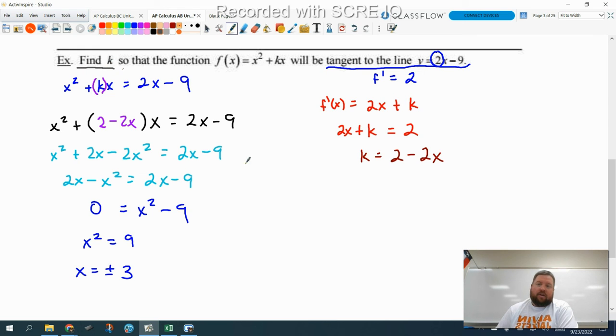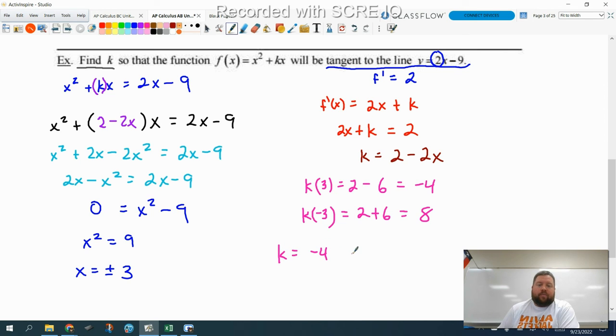Find k. We haven't found k, we found x, but we can easily find k now because k is equal to 2 minus 2x. k of 3 is equal to 2 minus 6, which is negative 4. k of negative 3 is equal to 2 plus 6, which is equal to 8. So k equals negative 4 and k equals 8.